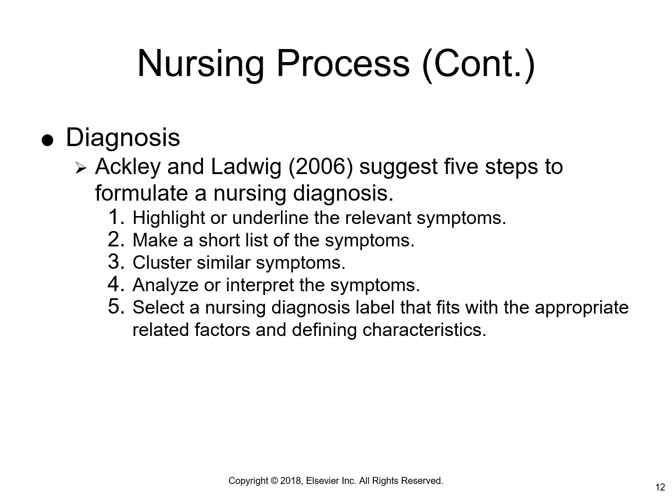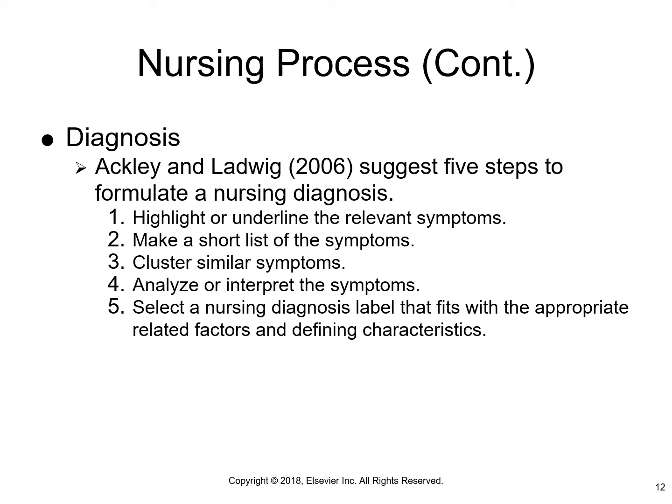Ackley and Ladwig 2006 suggest 5 steps to help formulate a nursing diagnosis, which I think is very helpful. Number 1, highlight or underline the relevant symptoms. Number 2, make a short list of the symptoms. 3, cluster similar symptoms. 4, analyze or interpret the symptoms. And 5, select a nursing diagnosis label that fits with the appropriate related factors and defining characteristics.